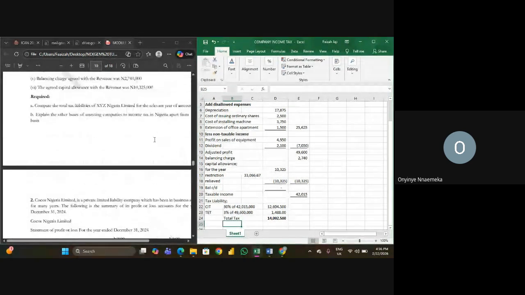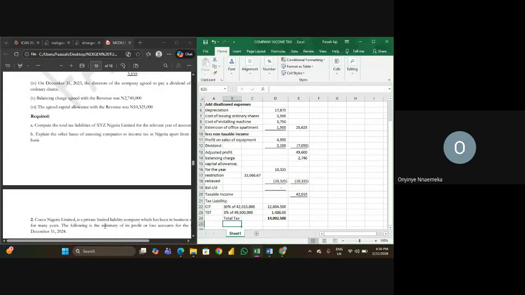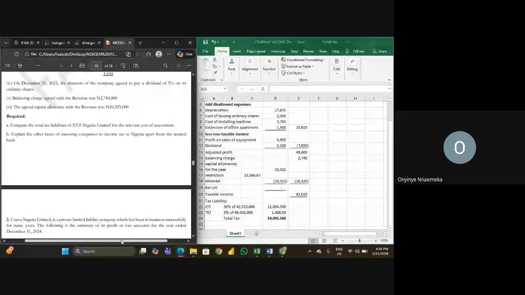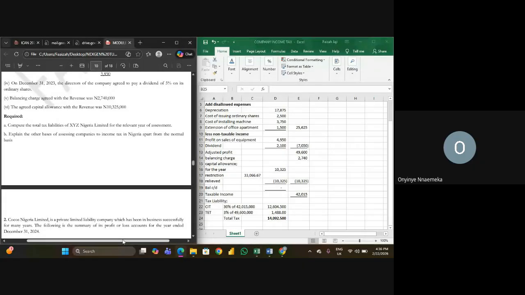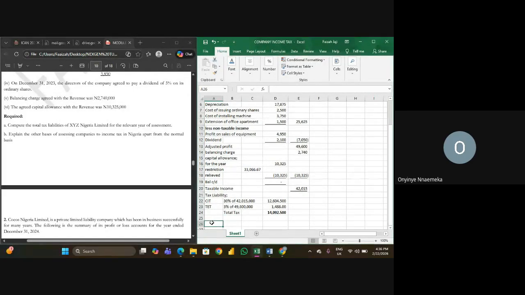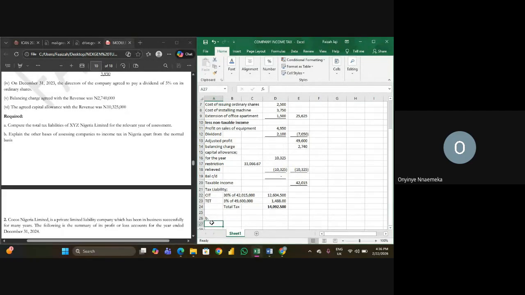Question B says explain the other basis of assessing companies to income tax in Nigeria apart from the normal basis. I think we just did that, not so long ago. So the other basis that you'd explain would be which basis? Somebody just mentioned it not long ago. Dividend basis. We have dividend basis. Can you talk about dividend basis?